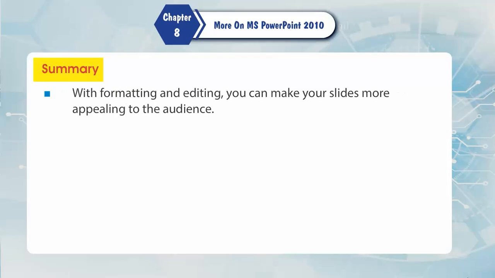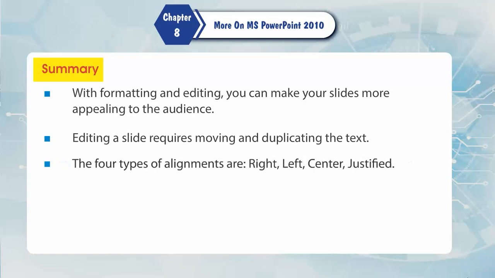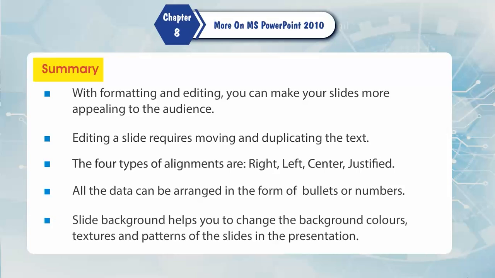Summary. With formatting and editing, you can make your slides more appealing to the audience. Editing a slide requires moving and duplicating the text. The four types of alignments are right, left, center, and justified. All the data can be arranged in the form of bullets or numbers. Slide background helps you to change the background colors, textures and patterns of the slides in the presentation.